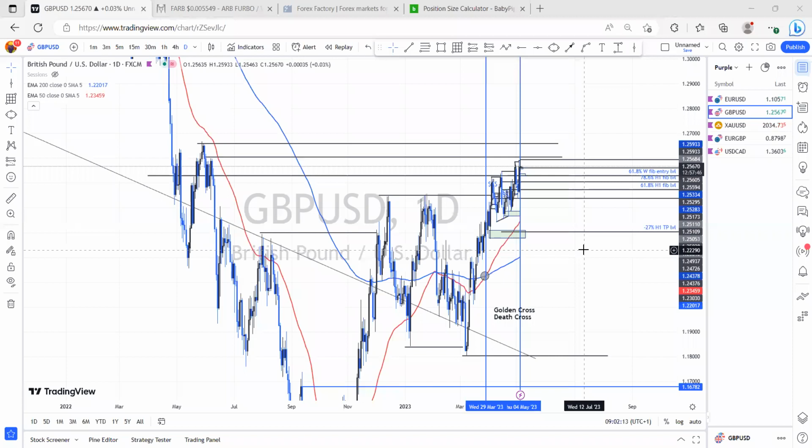Come in, guys. I forgot to put stop loss on this account. So I want to buy it, stop loss, let me know. Okay, so this is the dead cross and golden cross.